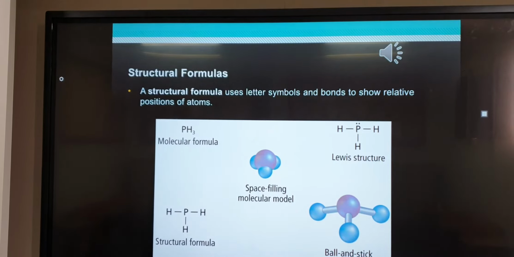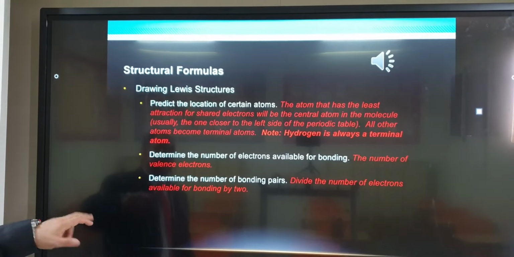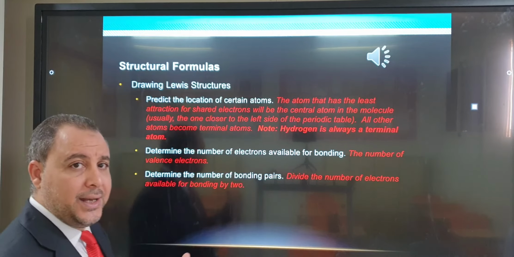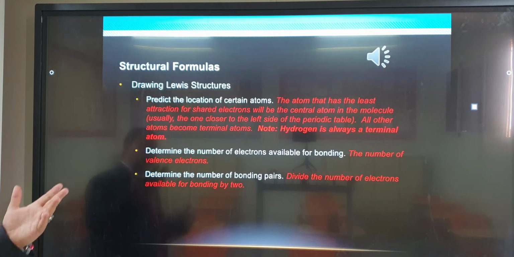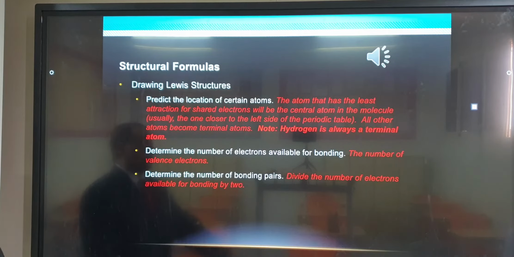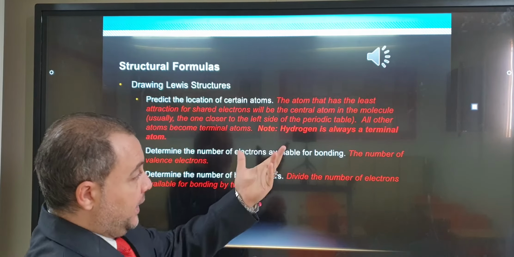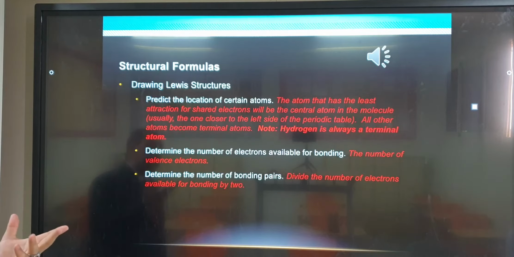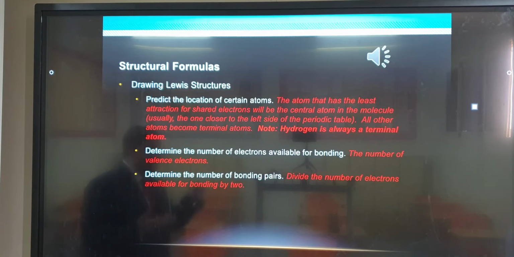It's okay. After that, we are going to move to another slide. The next slide is about structure formula: drawing Lewis structure. How can we draw Lewis structure? Predict the location of certain atoms. The atom that has the least attraction for shared electrons will be the central atom in the middle of the molecule, usually the one closer to the left side of the periodic table.